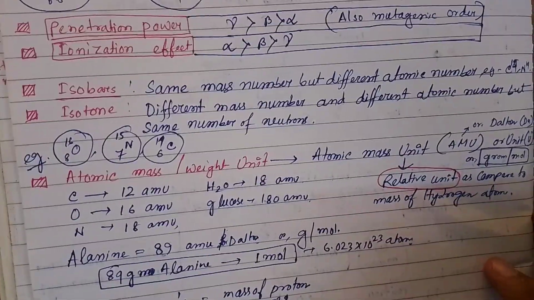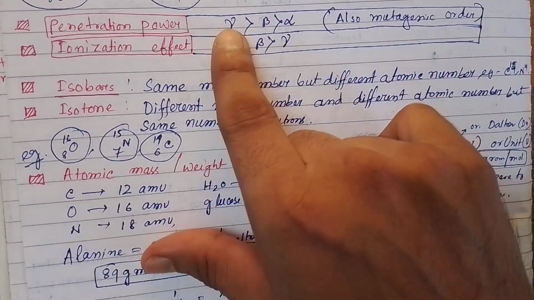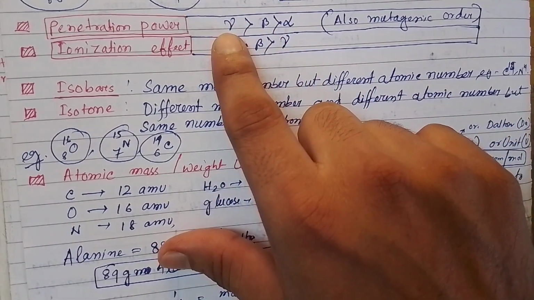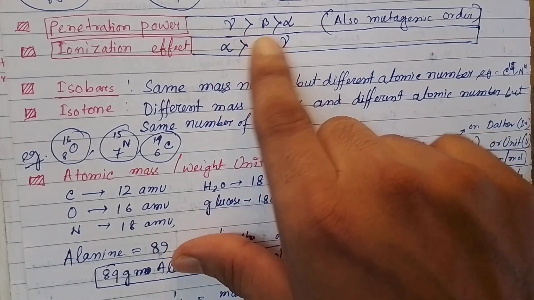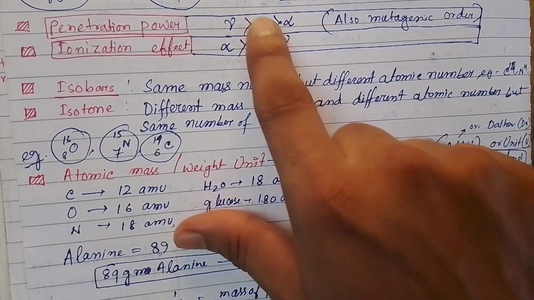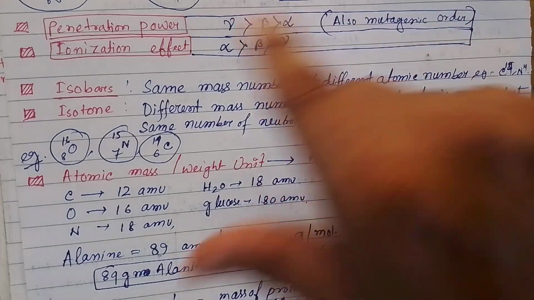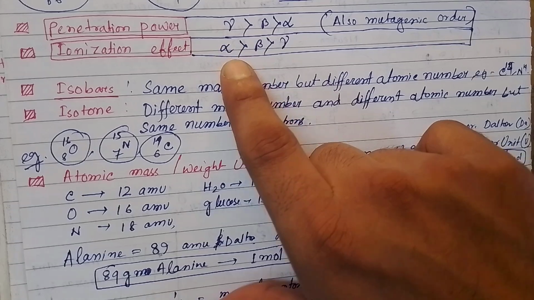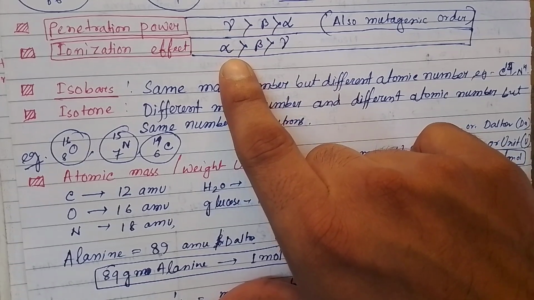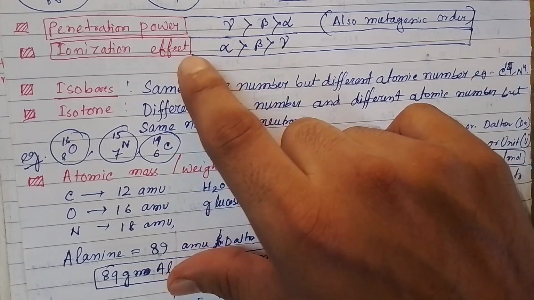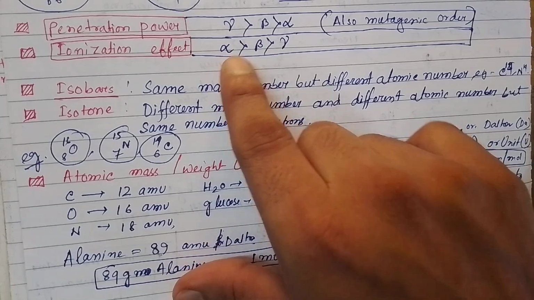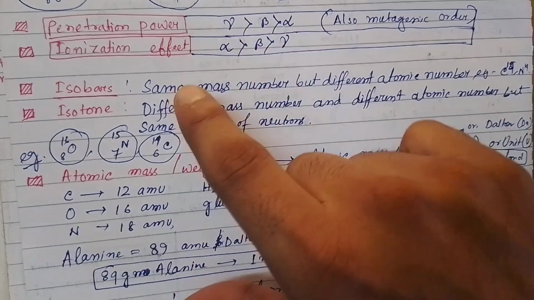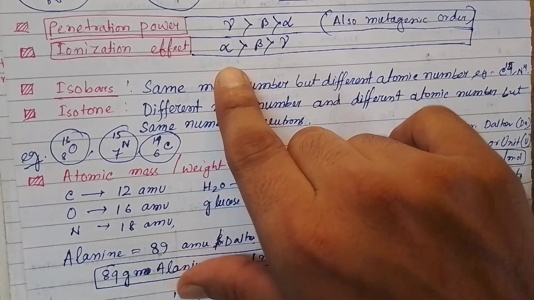What is the penetration power? Because gamma rays are more energetic, gamma has more penetrating power than beta, then alpha. Now the ionizing effect: because alpha has a low penetration power, it can react with molecules first. So it gives the ionizing effect of alpha, then beta, and after that gamma. So the ionizing power is greatest in alpha decay.